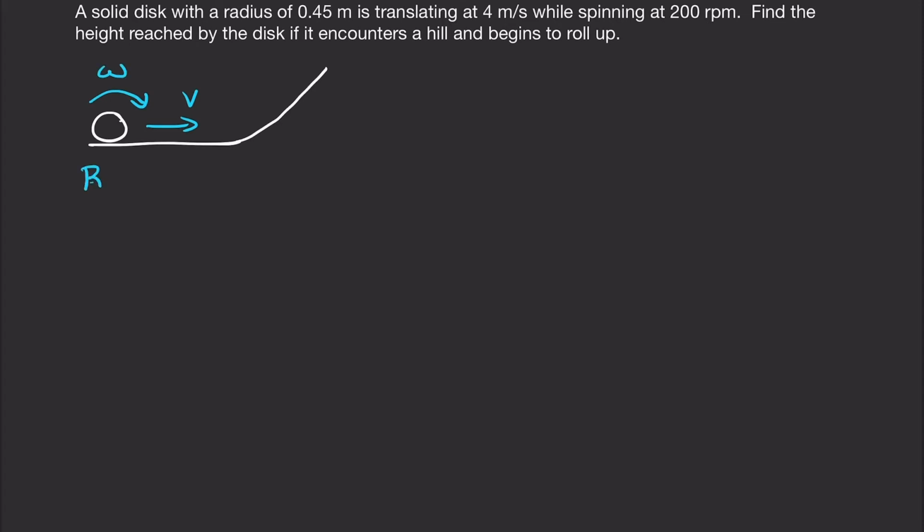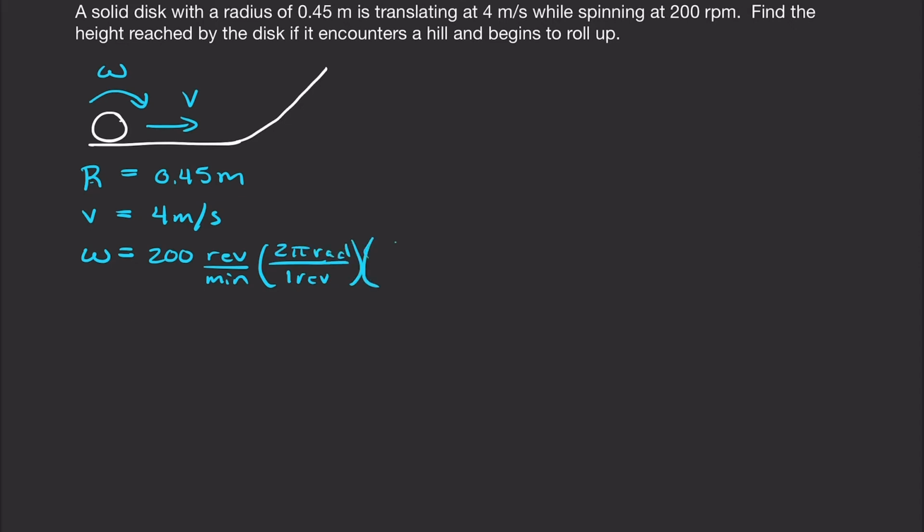And so it has a radius of 0.45 meters, a linear velocity of 4 meters per second, and an angular velocity of 200 RPM, or revolutions per minute. So we'll want to convert that. So this is 1 revolution is 2 pi radians, and 1 minute is 60 seconds. So this will give us 21 radians per second. And now we can use conservation of energy.